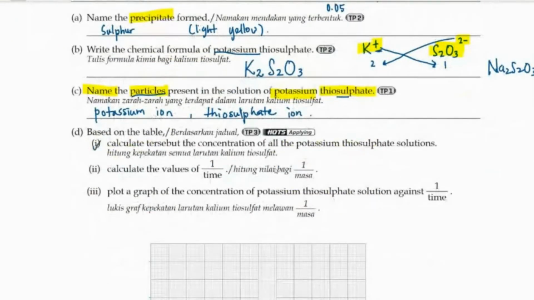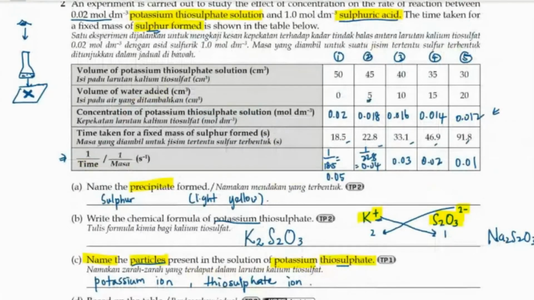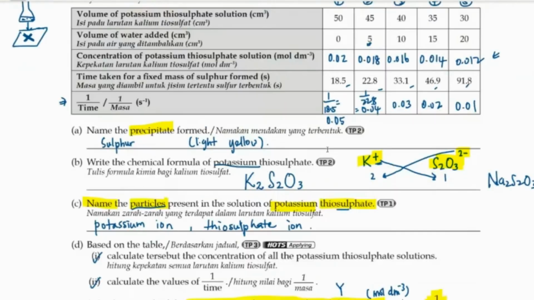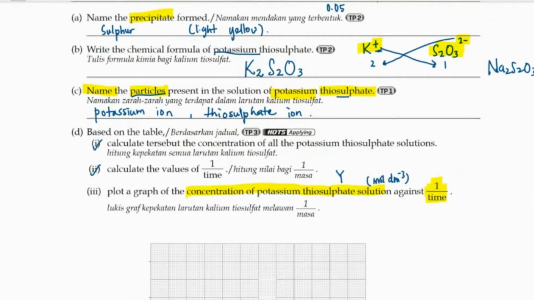Okay, so this one calculate already. Now plot a graph of concentration of the potassium thiosulfate solution against 1 over time. Concentration of the potassium thiosulfate solution, this one is a Y, right? So what is the unit for concentration? Mole per cubic decimeter. How about 1 over time? Per second. Unit is per second.